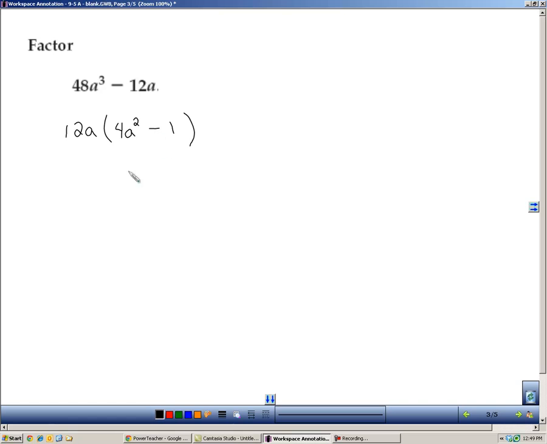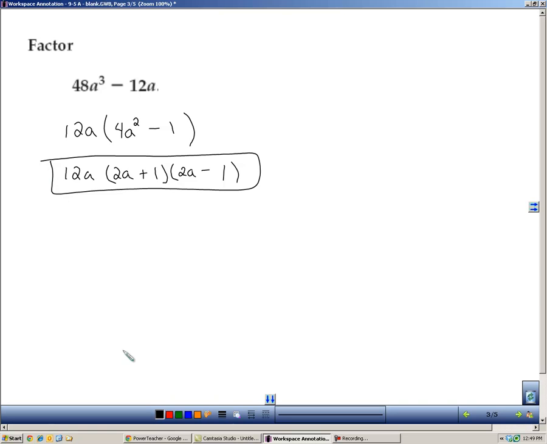So 1 is a perfect square, and there's a minus sign. So that's a difference of squares, which we now know how to factor using our pattern. 4a squared comes from a 2a and a 2a, and 1 comes from a 1 times 1. Put a plus sign and a minus sign. And here's an example of one where we had to factor 2 times. First time using a GCF, second time using this difference of squares idea.